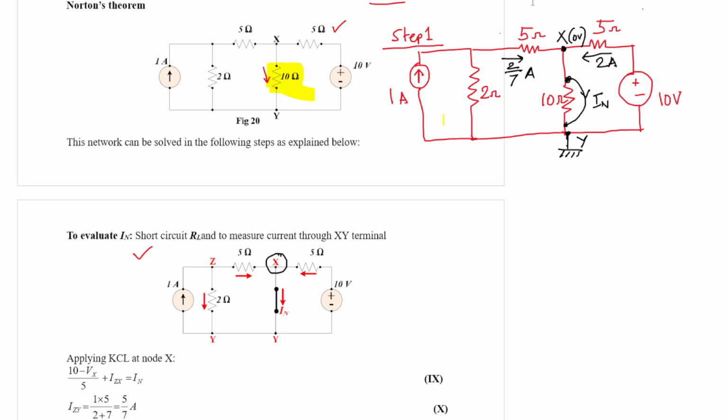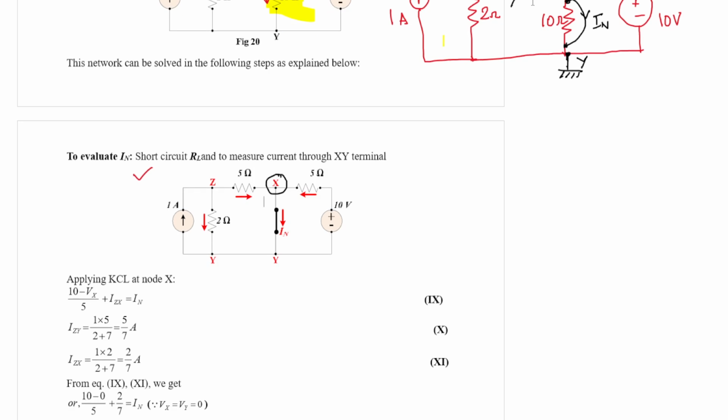So we write the KCL at node X. The current is in this direction, so the polarity of the 5 ohm is like this. So we have 10 minus Vx by 5, that is entering. This current is also entering from Z to X, so I have written IZX. And this current is leaving, which is IN. That is equation 9 for you.